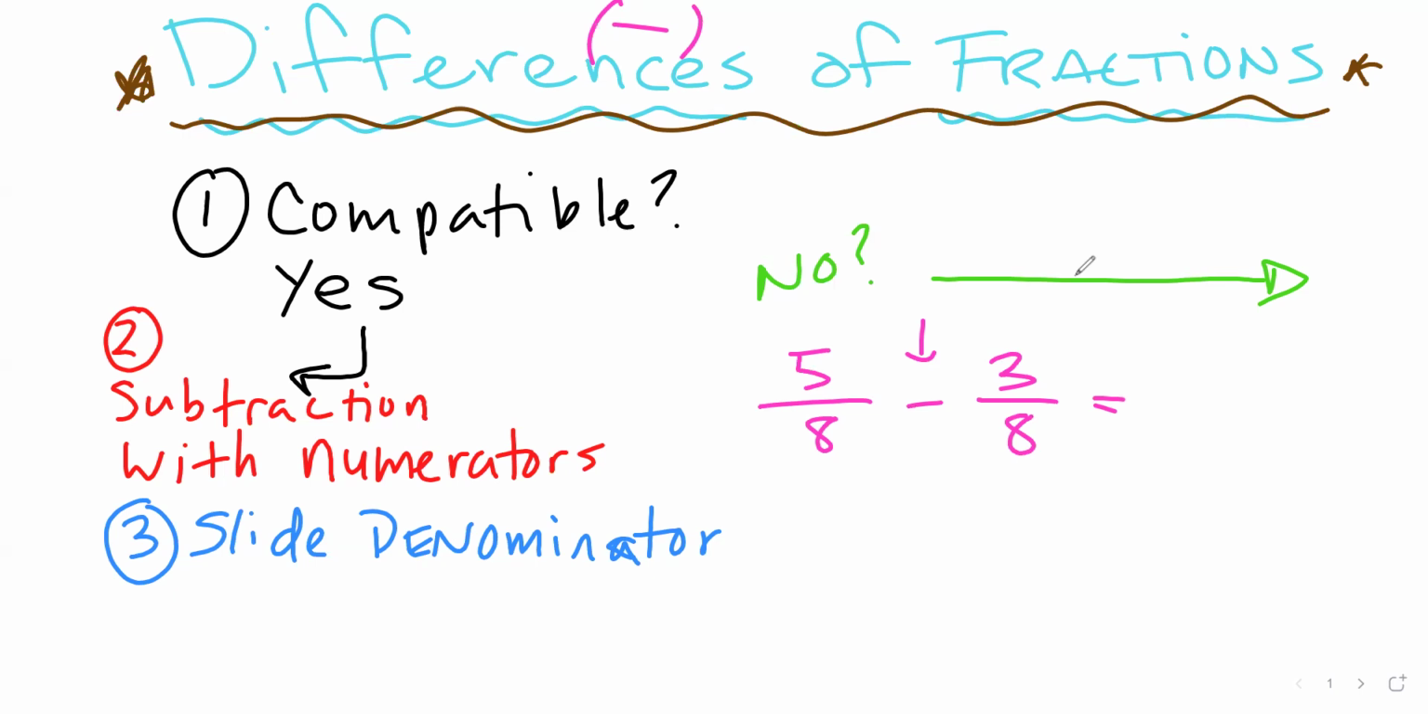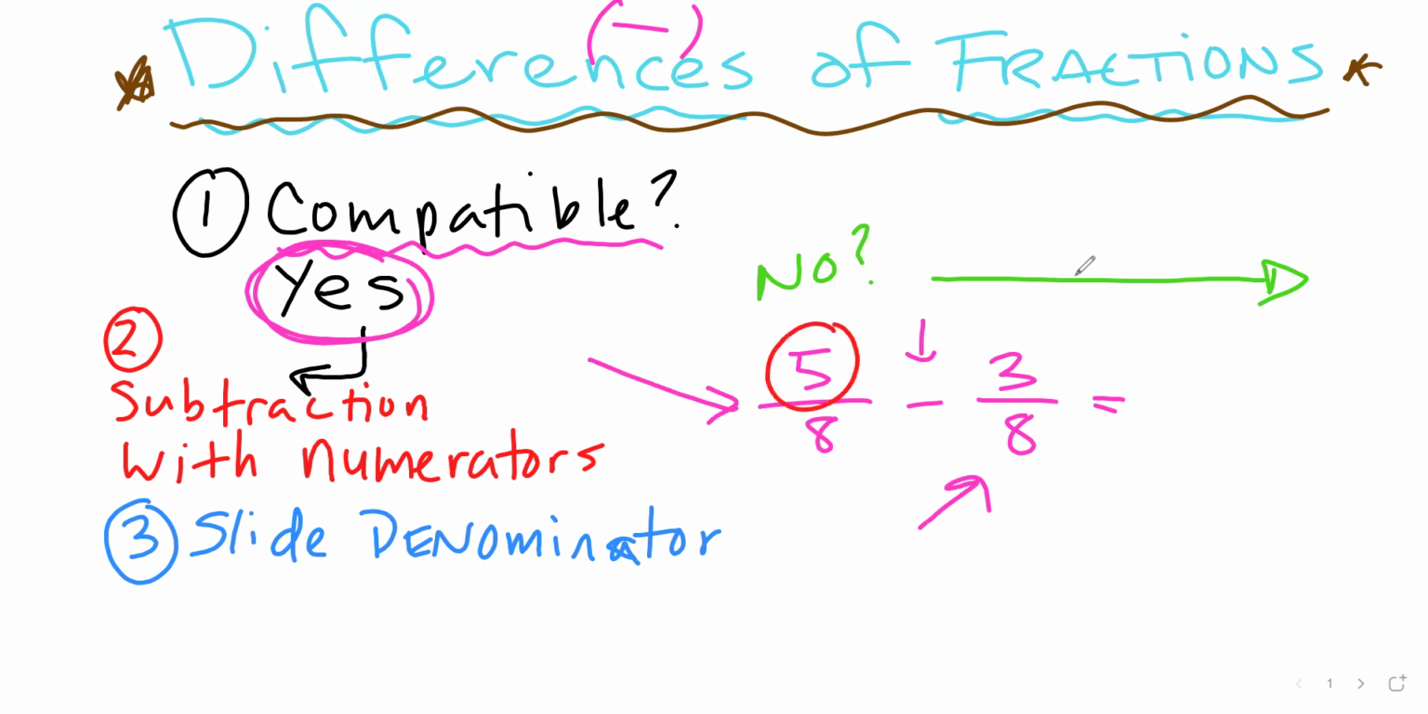First thing we always want to check is, are the fractions compatible? We know they're compatible if they work together, and when adding or subtracting fractions, they are only compatible if the denominators are the same. If we follow this flow chart, the answer is yes, my denominators are the same. They are both 8. Therefore, I'm going to go to the next step.